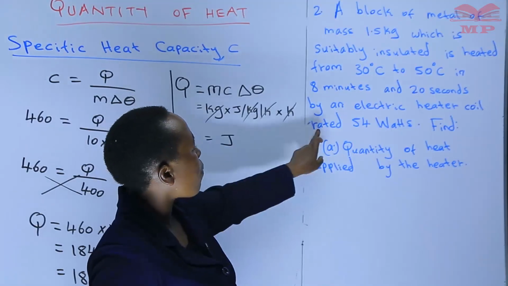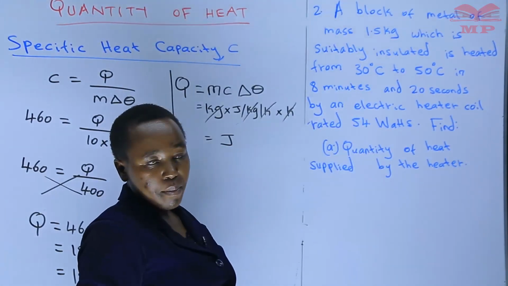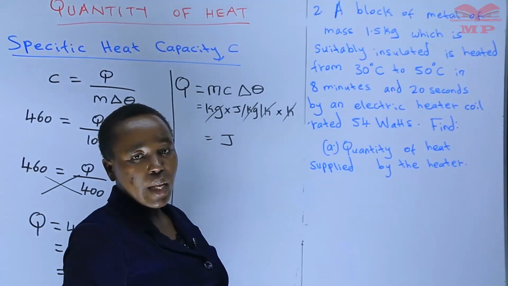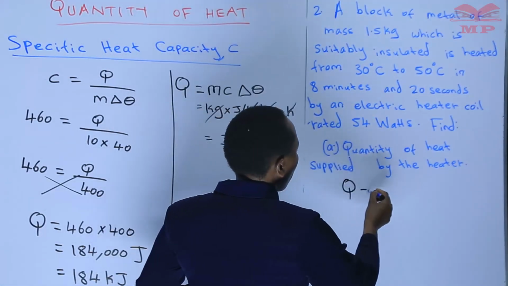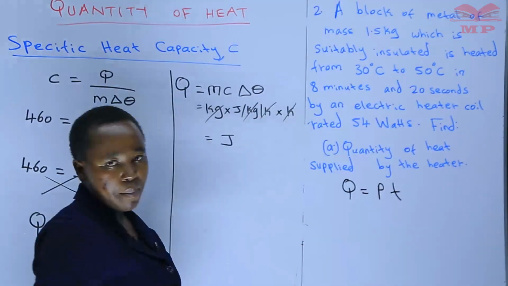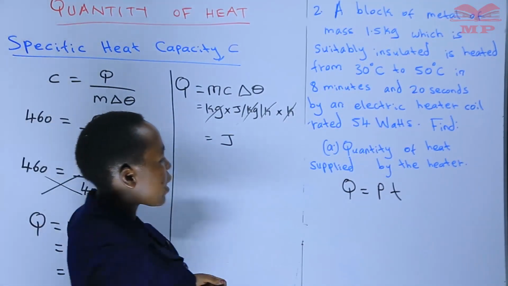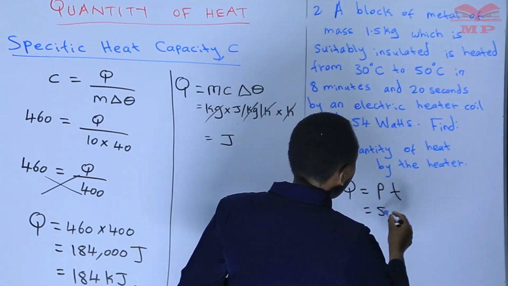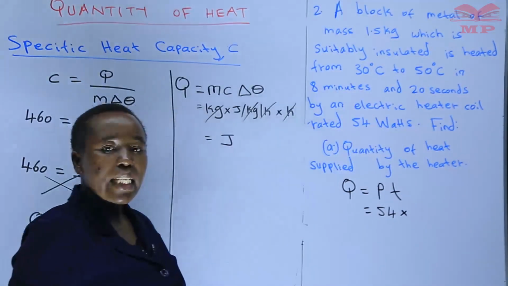And since we have the power rating of the heater and we know the time that it takes to supply that heat, then we can calculate the quantity of heat. So we know that quantity of heat will be given by power multiplied by time, from Joule's law. So power times time. Our power, we have been given in its SI unit as 54. Then we multiply by time in seconds.